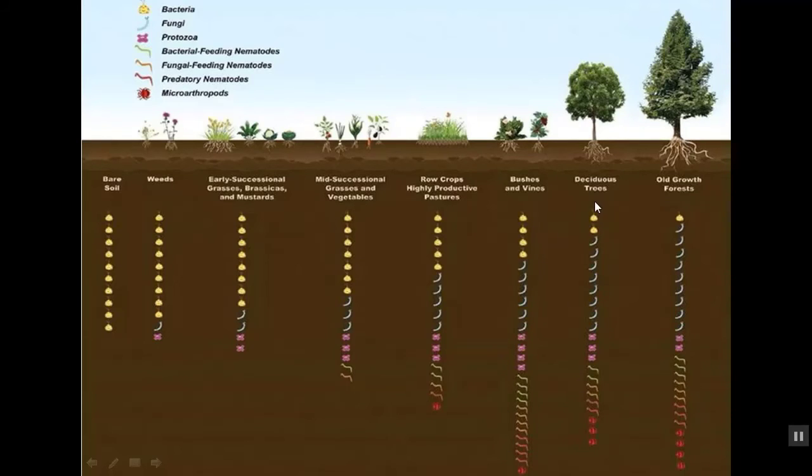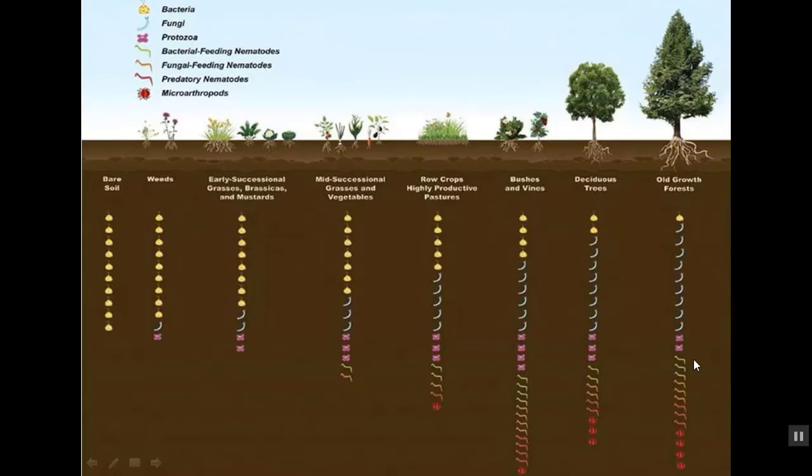Then we get to our deciduous trees and our old growth forests and all. And basically, we're just gradually decreasing the number of bacteria in the soil samples, increasing the number of fungi that are there. And ultimately, as we get more and more mature, since there's fewer and fewer bacteria present, more and more fungal dominated, we start to reduce our numbers of bacterial feeding protozoa as well.